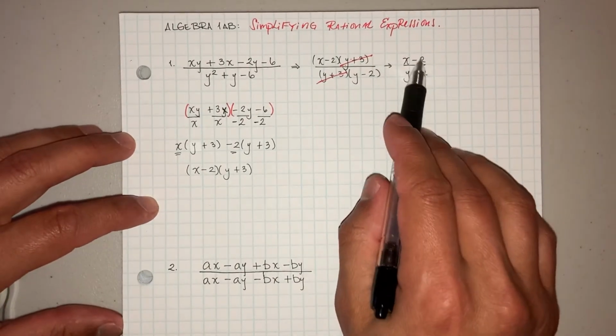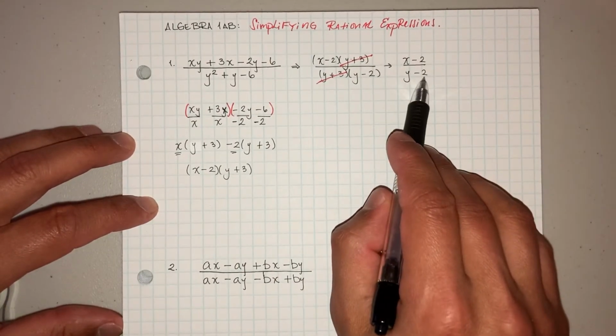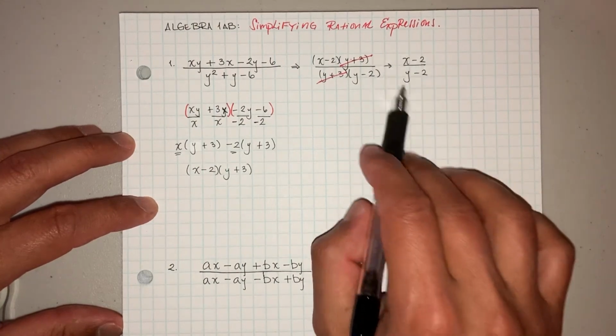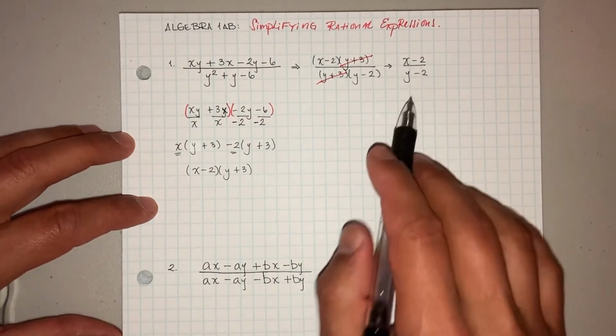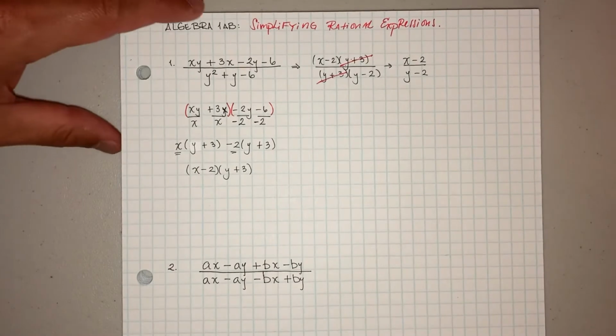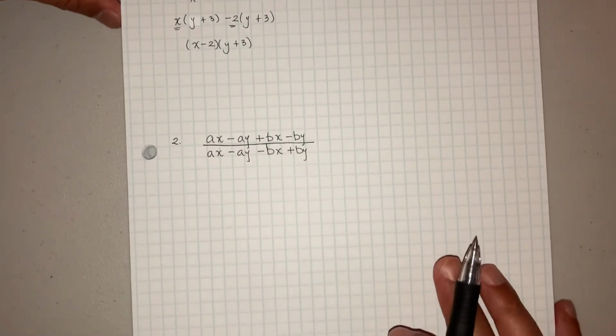But don't cancel this out. This does not become a 1, so be careful, okay? This is your final completed simplified answer. Esta es la respuesta simplificada final. Okay, let's go ahead and do one more. Vamos a hacer una más. Okay, same thing.